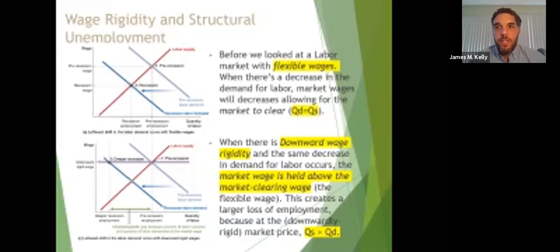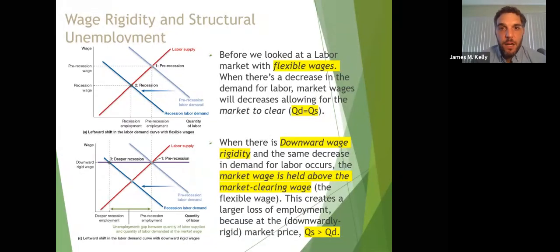In this video, we're going to take a look at the effect downward wage rigidity has in the labor market and its effect on output. Additionally, I want to talk about the causes of downward wage rigidity.